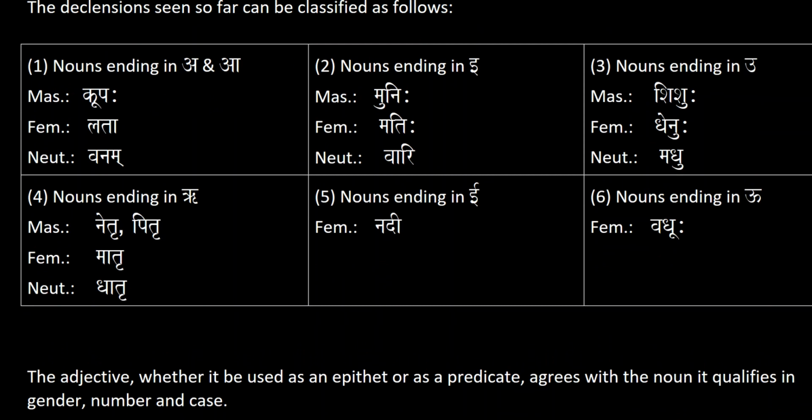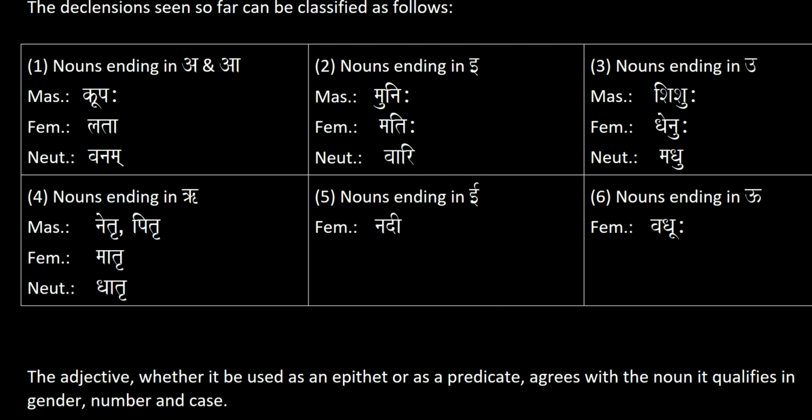When we were writing sentences in Sanskrit, the nouns always agreed with the verb that was related to it by number. In the same way, the adjective has to agree with the noun, but on a deeper level. Not only in number, the adjective has to agree with the noun, but also in gender and case.